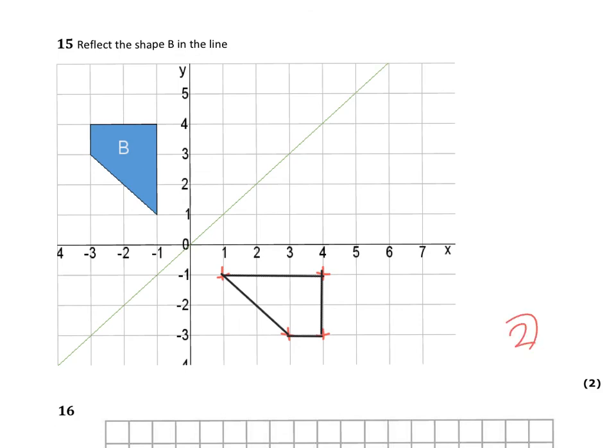If they've got maybe two of the points right, but made a mistake, then 1 mark. If they've got all the points right, then 2 marks.